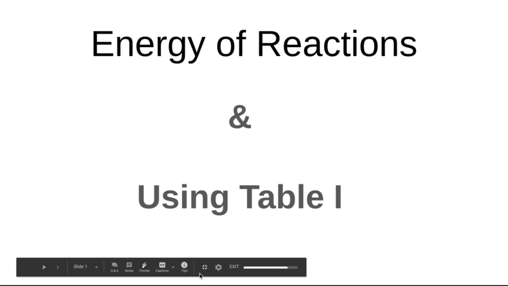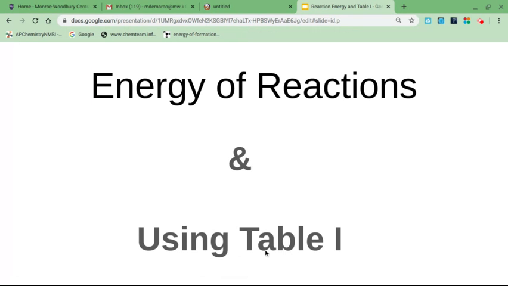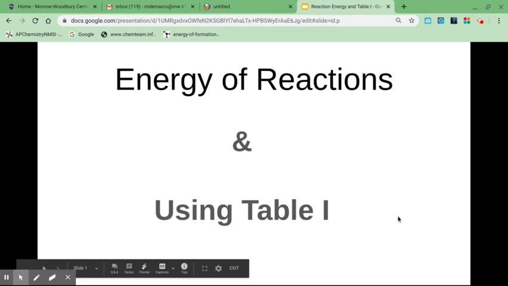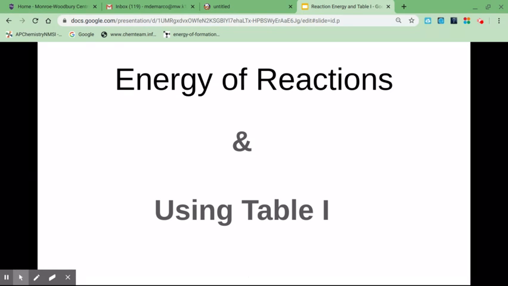Good morning, class. Today we're going to have our second lesson in our kinetics chapter. It's based on energy of reactions and using Table I. So before you go any further, the first thing that we need to do is get our reference table out and have it opened up to Table I. So when we're using it, it'll be easy transitions and it'll go a lot faster. Again, as the video goes on, if you want to pause as we're using Table I, just to make sure you understand what's going on, please feel free to do so.